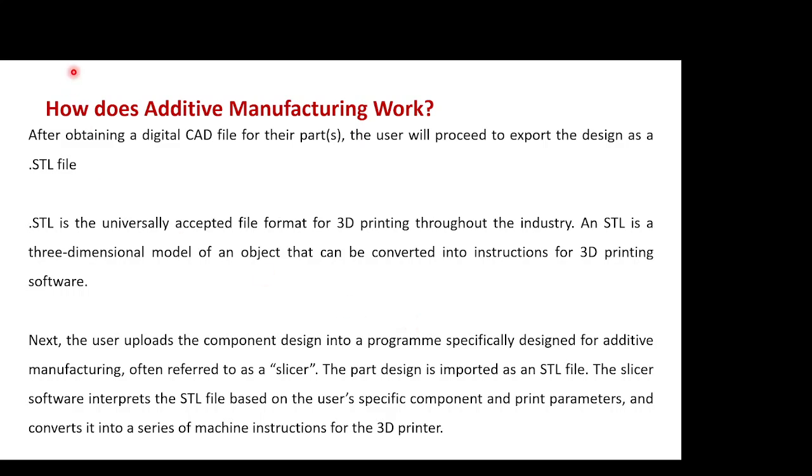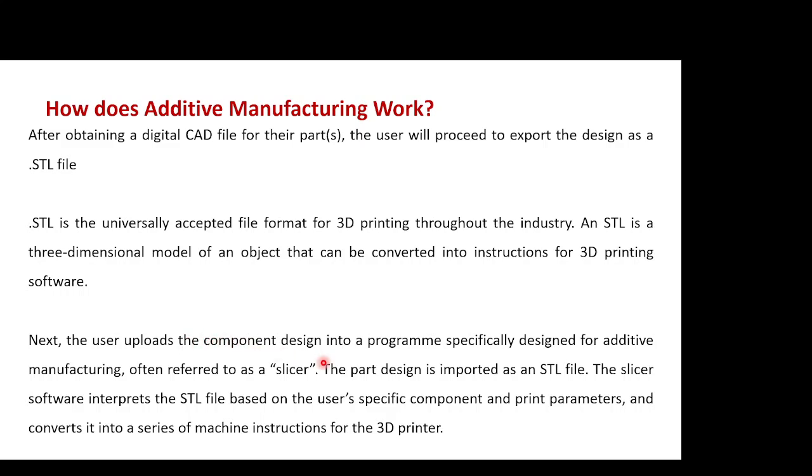We first have to create a digital model using software like CAD, that is computer aided designing. The user will proceed to export the design as the .stl file. So that digital model is saved in a .stl file, which is an acceptable format for 3D printing. STL is a three-dimensional model of an object that can be converted into instructions for the 3D printing software.